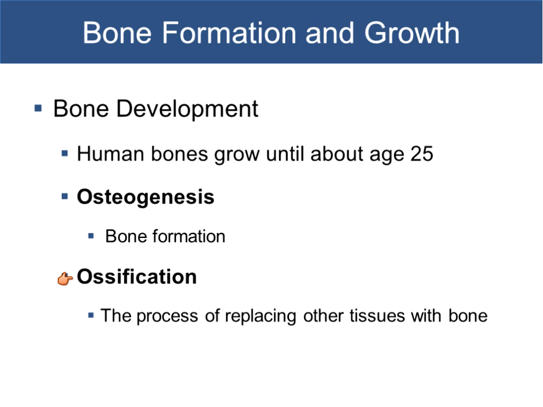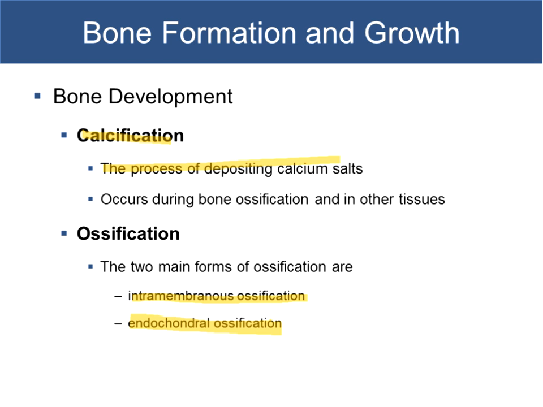There are 2 basic types of ossification that we're going to talk about. We have endochondral ossification, and we have intramembranous ossification. Those are the 2 processes that we're going to discuss.